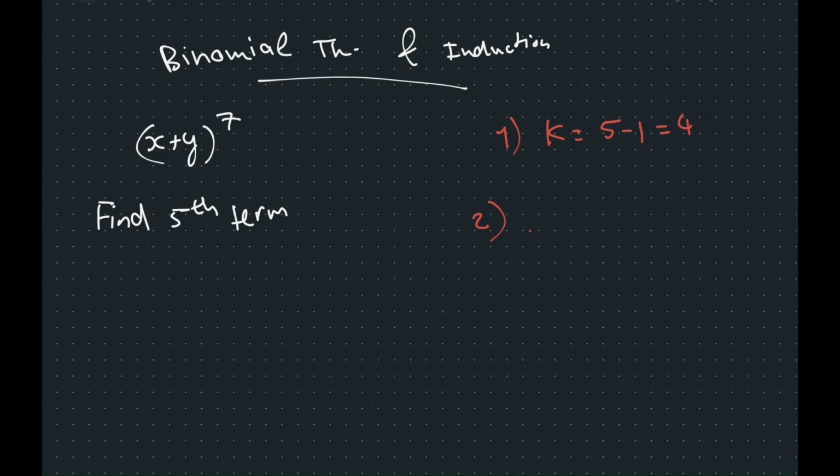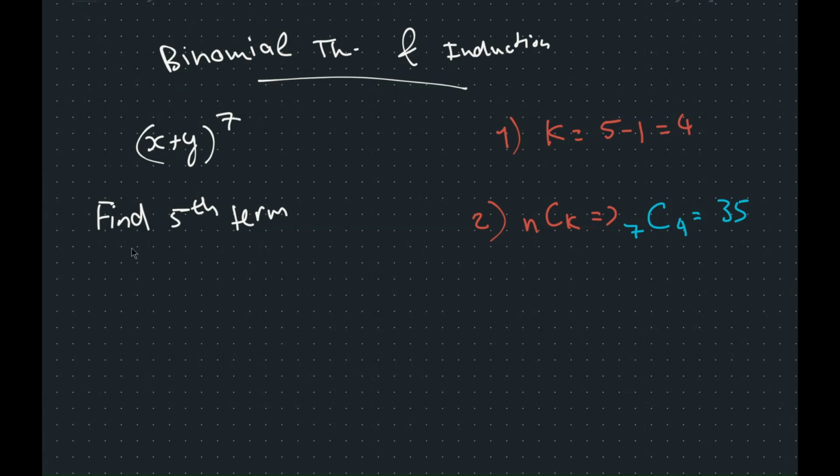The second step is write nck, right? So we'll write 7, because 7 is n, times c times k, which is 4. Let me actually change the color so it's clearer for you. So I'll write n, which is 7, times c times k, which is 4. Alright? And we will find the result for it using, of course, our beloved calculator. So 7c4, and it's equal to 35.